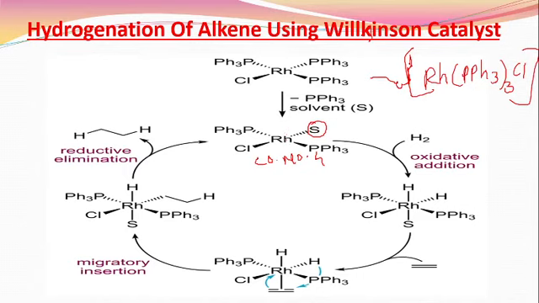You can see here the coordination number of this compound is 4. After the addition of H2 by oxidative addition, what happened? These two hydrogens are added to this position, the coordination number is increased by 2, and it becomes 6. Then after that, there is addition of alkene.